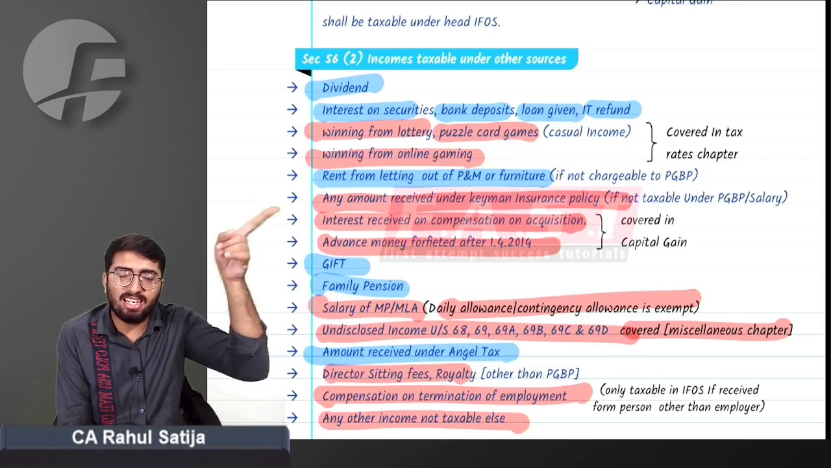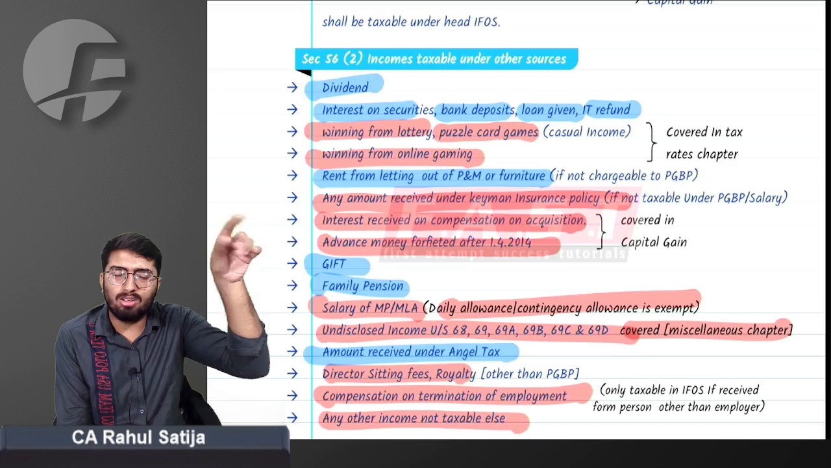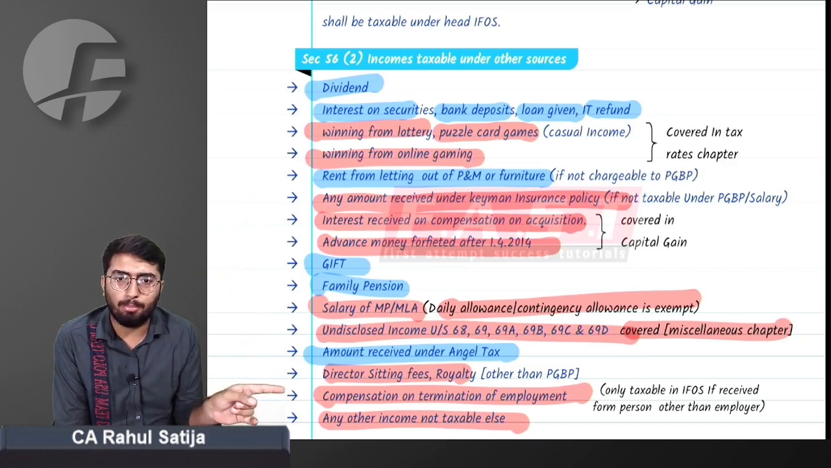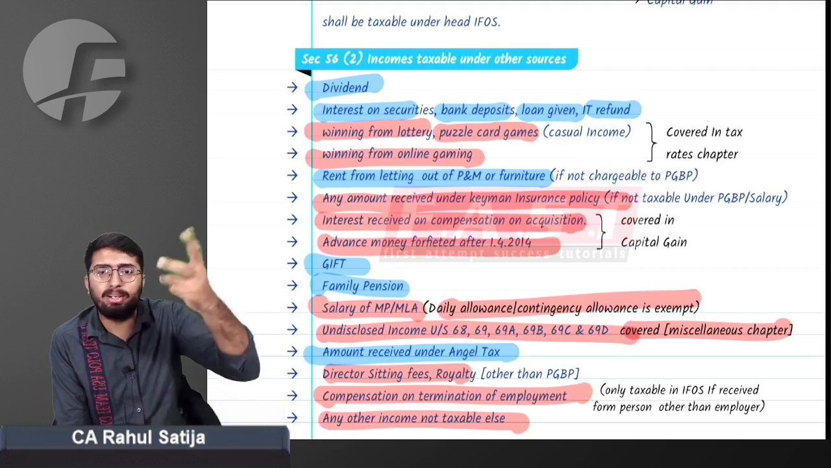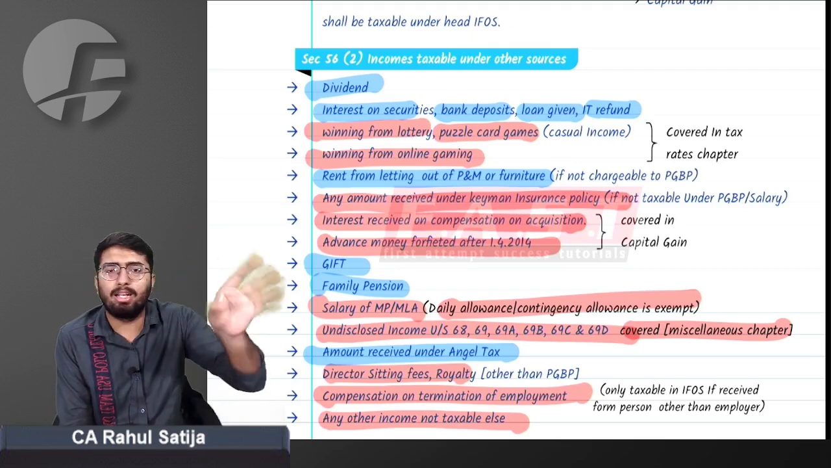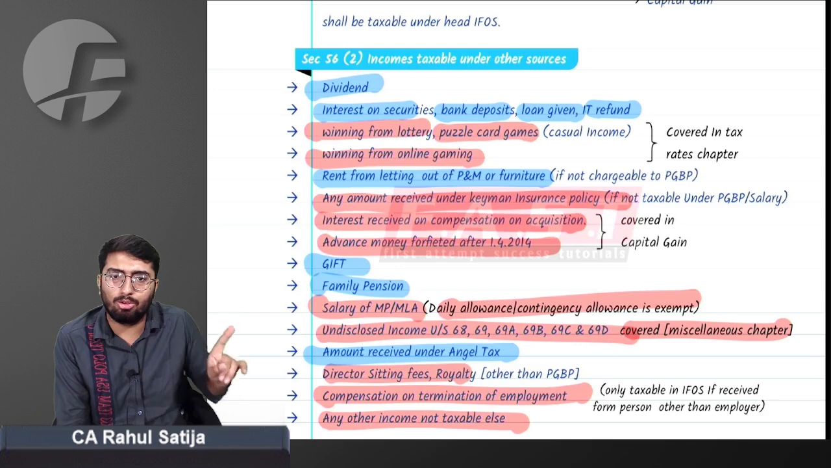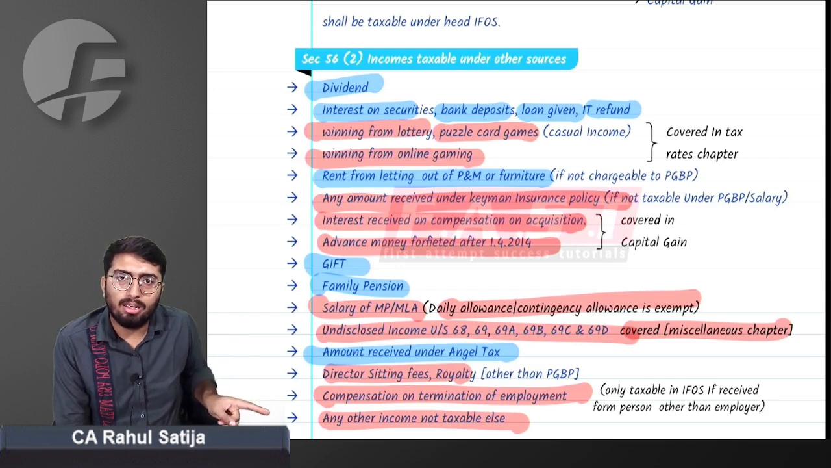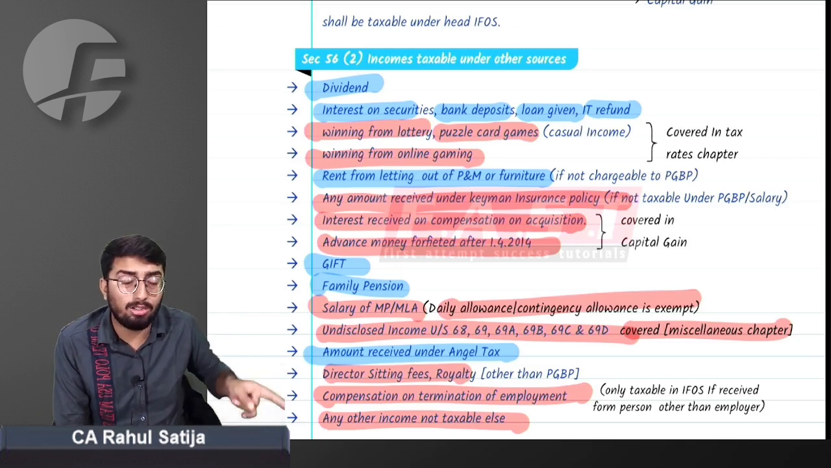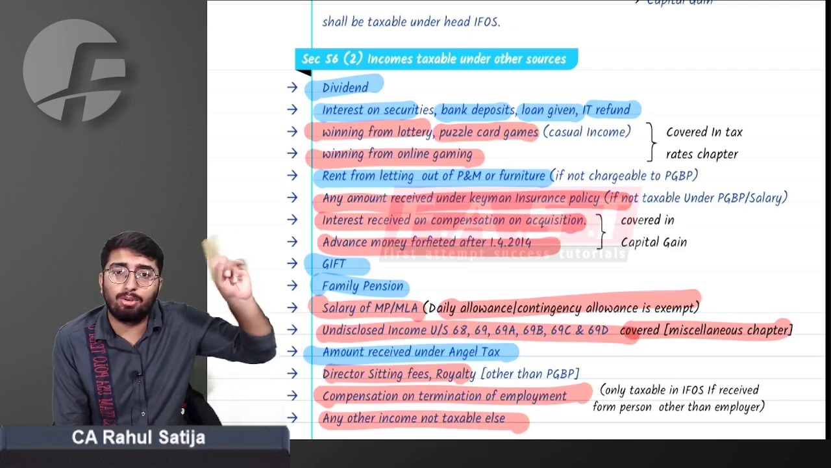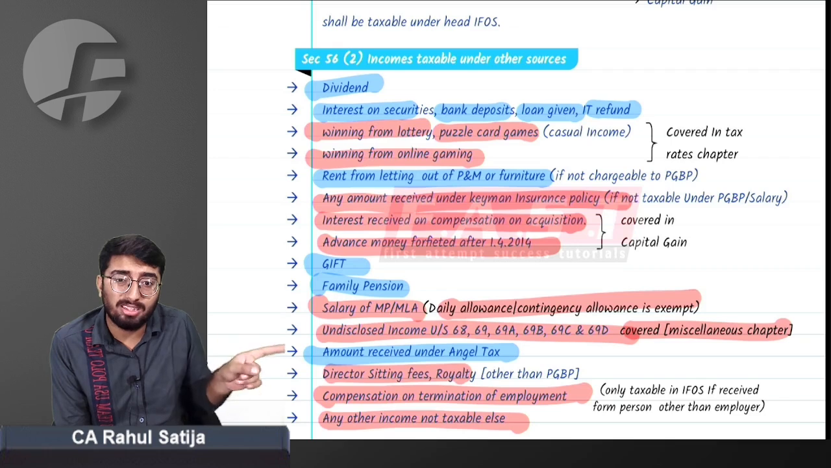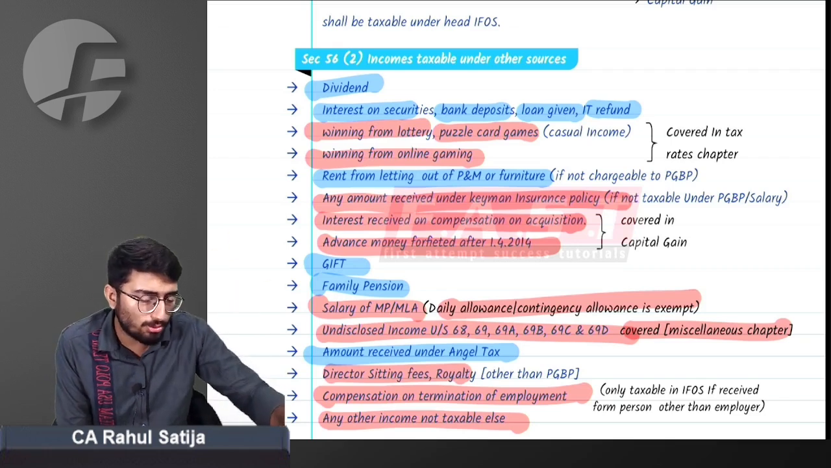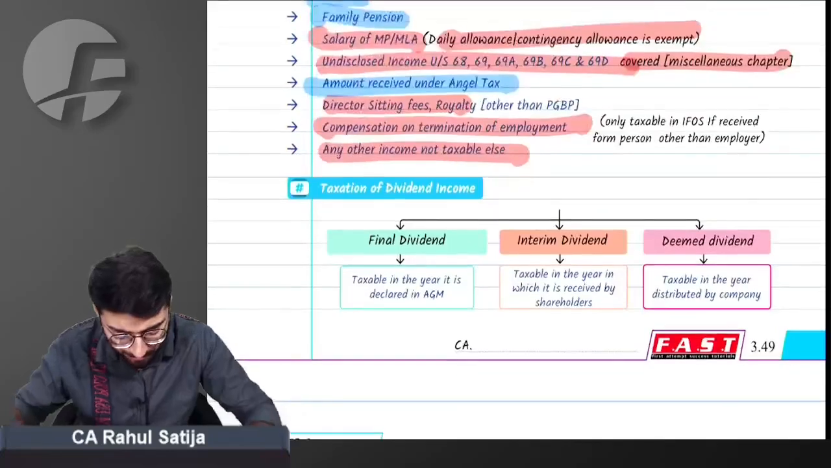But these red ones are marked because there is no depth in the topic. For example, in compensation on termination of employment, there is no depth. Any compensation received will be taxable in my hands under other sources. Only this much is sufficient for you. So whatever is given in the red points is either sufficient or covered in another chapter. Therefore, I have marked red. But the points marked in blue are to be studied in depth. So I have to proceed to those topics now.